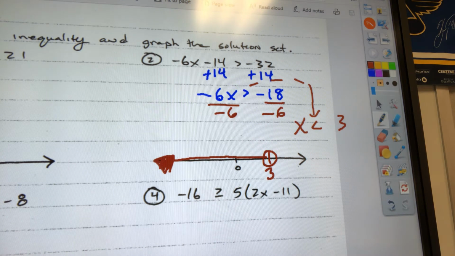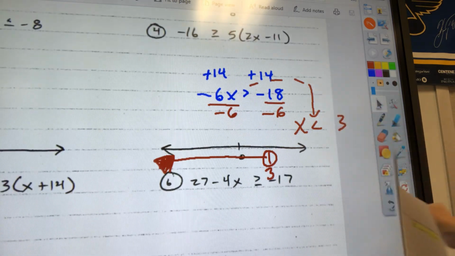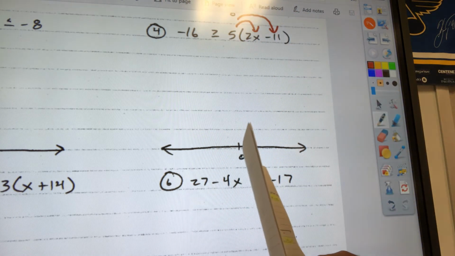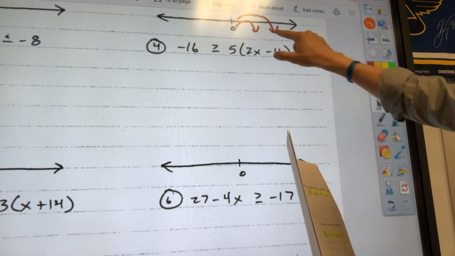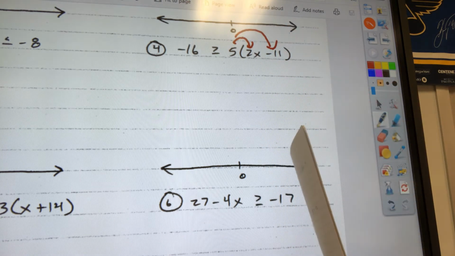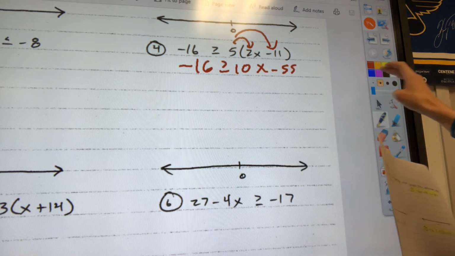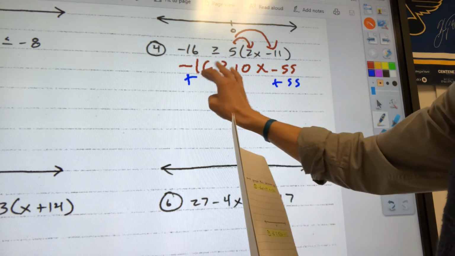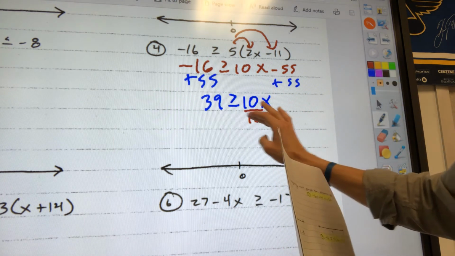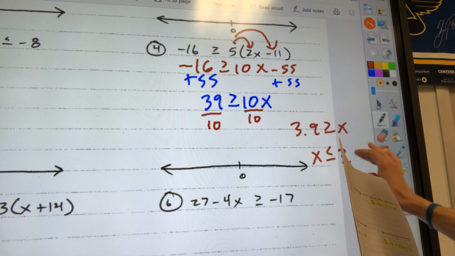All right, number 4. Let's do 4 on this page. Number 4. And going to distribute there. Can you see that? Maybe need to bring this down a little. Let's try that again. Distribute. -16 greater than or equal to 10x minus 55. You got to graph this one. Add 55 to both sides. You have 39 greater than or equal to 10x. You're going to divide by 10. That is 3.9 is greater than or equal to x, or x is less than or equal to 3.9.